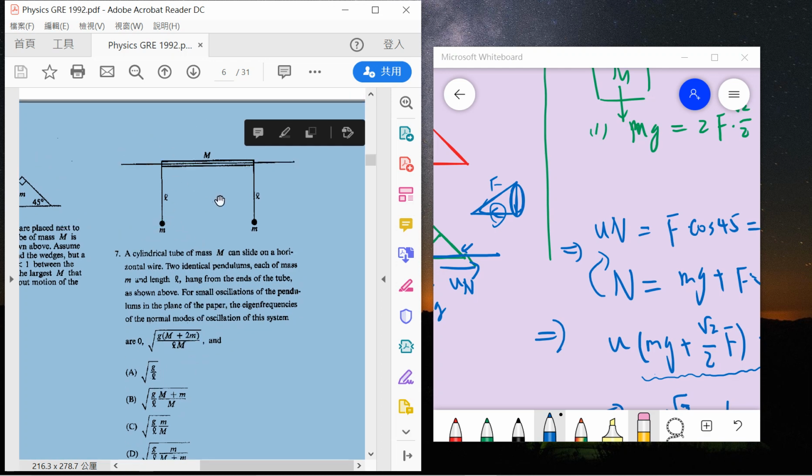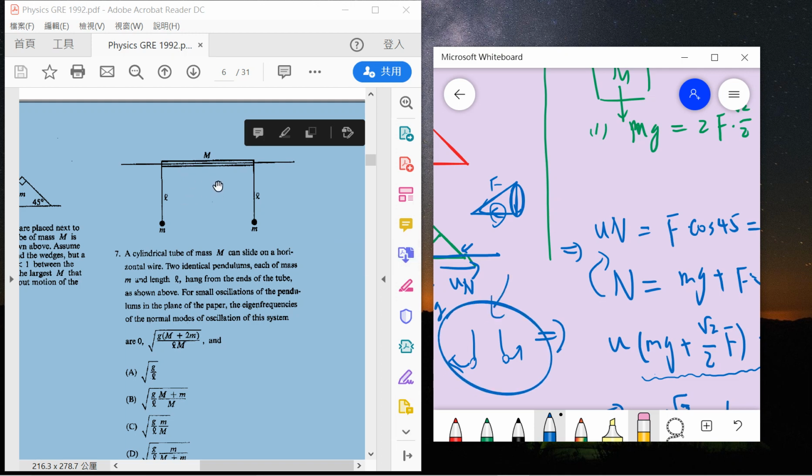Basically, you see the system is symmetrical. So if this mass and this mass move in a mirror motion, if this one moves from here to here and the right one moves from here to here, then the system will stay stable because the center of mass does not change. So this must be the third normal mode.